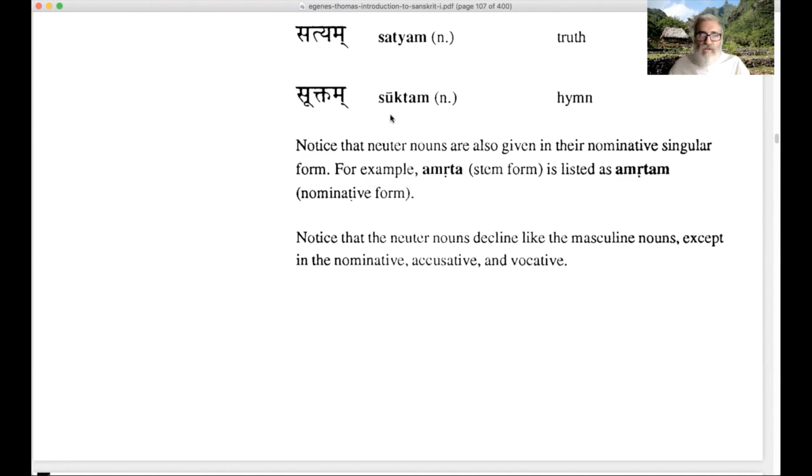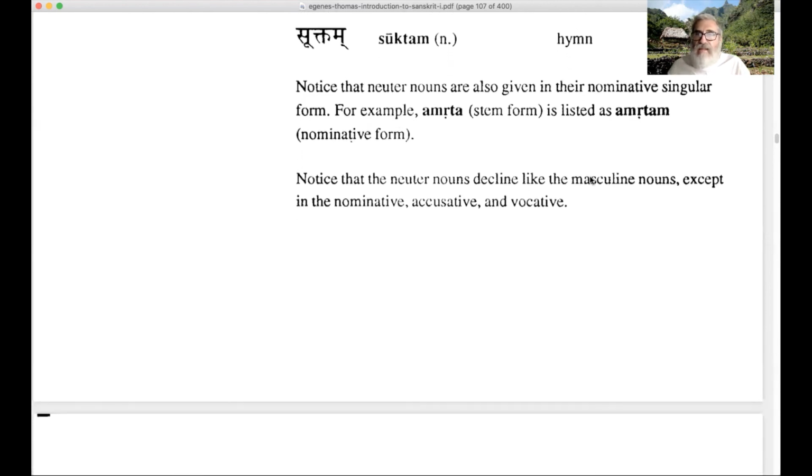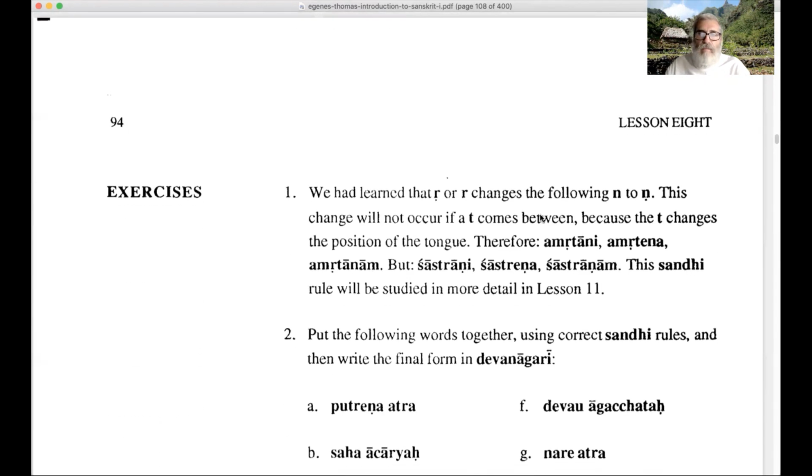So notice that the neuter nouns decline like the masculine nouns. All of the case endings are the same in the declension of neuter nouns as they are in masculine A ending nouns, except in the nominative, the accusative, which is the prathama and the dvitiya, and the vocative, the sambodhana prathama, which comes at the end. So the first two lines are different, and the last line in the declension is different. Okay, so now we come to the exercises.